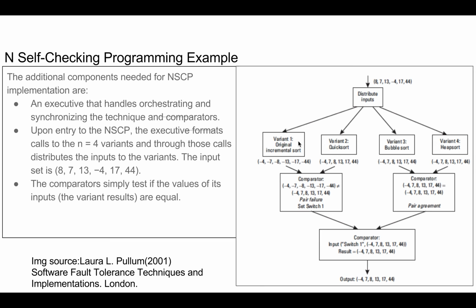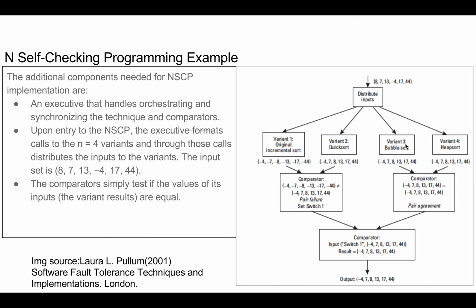Here we can see that the four variants are incremental sort, quick sort, bubble sort, and heap sort. The results of variants 1 and 2 are taken and submitted to this comparator. We can see that the results do not match for the two sorting algorithms. So there is a pair failure and the pairs are not matching. So here we set the flag to no match.